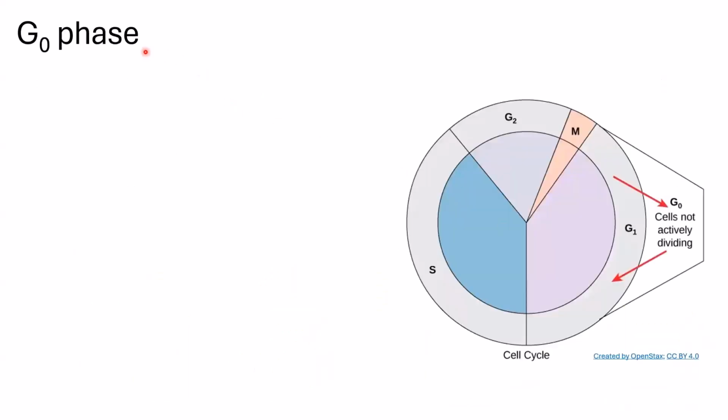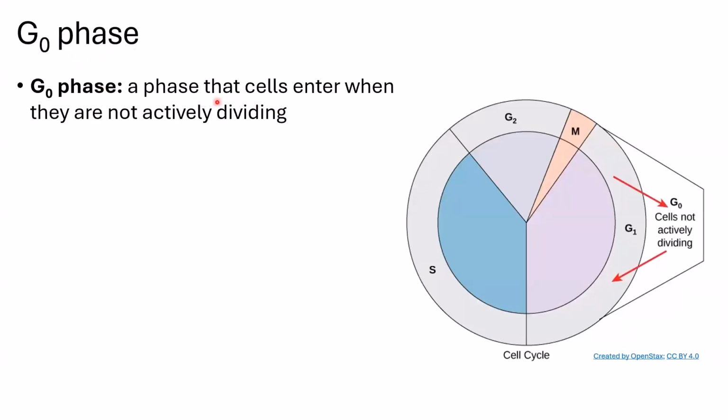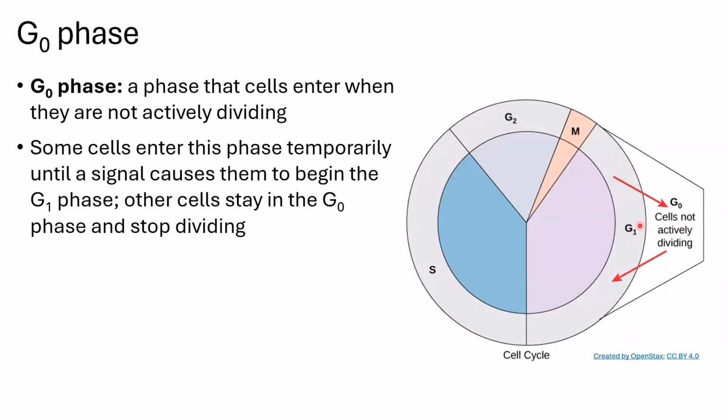Different cells divide at different rates, and some aren't very active in dividing at all. Cells that are not actively dividing are said to be in the G0 phase. Sometimes cells enter this phase temporarily, until a signal comes along that tells them to begin the G1 phase. Sometimes cells just stay in the G0 phase and stop dividing entirely.